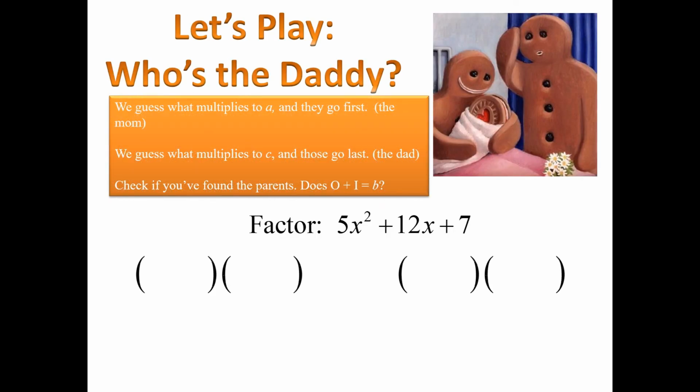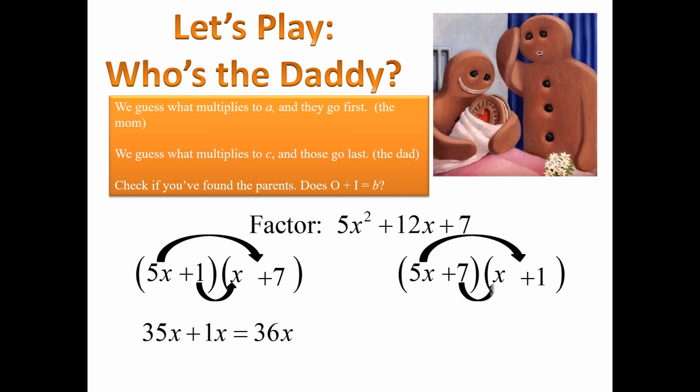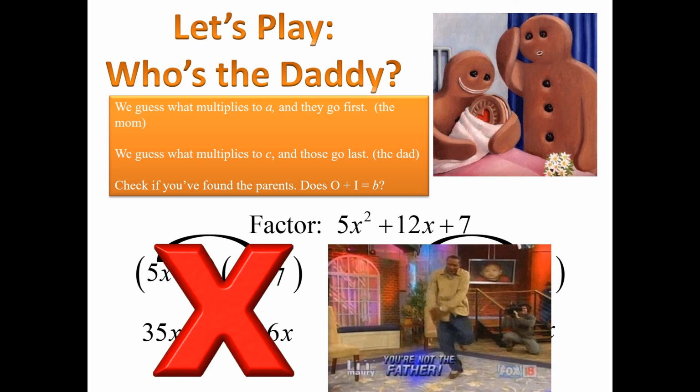Here's what we're going to do. We're going to guess, and there's only two guesses for the mother, 5 and 1. So 5x and 1x. Now the dad, two possibilities. It could be 1 and then 7, or it could be 7 and then 1. So let's go ahead and check the outside plus the inside. Here we got 36. Over here we got 12. You're not the father. Why?